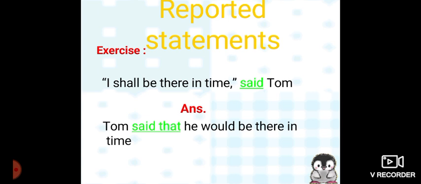Would be there in time. This is the statement we want to change from direct to indirect speech. And then we have the reported question. What does a question mean? This is also called question words, or an interrogative sentence, among the kinds of sentences.